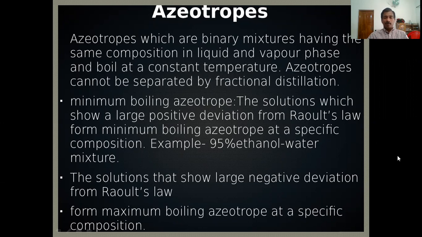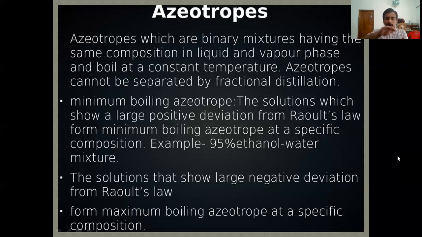Minimum boiling azeotropes. We already discussed that there are non-ideal solutions with the positive deviation and negative deviation. In the case of positive deviation, you know there is a positive curve. So what is boiling point? Boiling point is the temperature at which vapor pressure of the liquid becomes equal to atmospheric pressure. So the vapor pressure curve is positive.